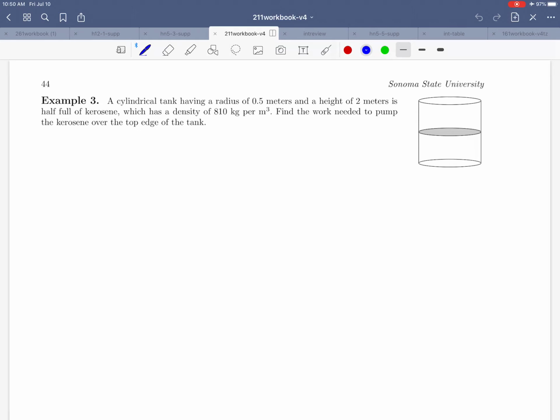Hello everybody, and welcome to example 3 on page 44 of the workbook. This is our first example of a type of work problem where we're trying to empty a tank. Let's read this problem together and then we'll set it up.